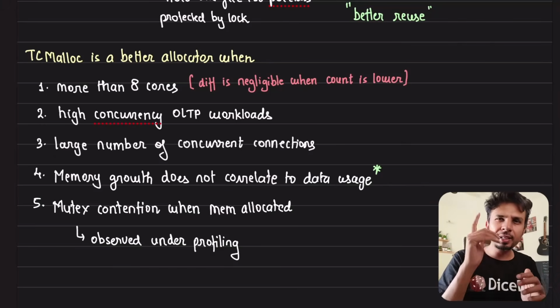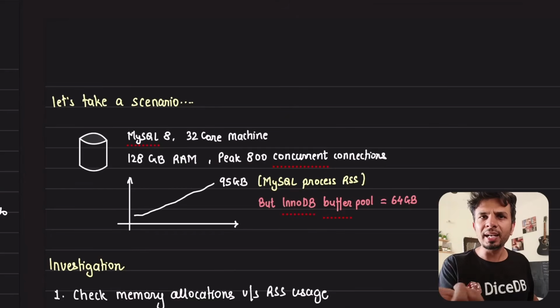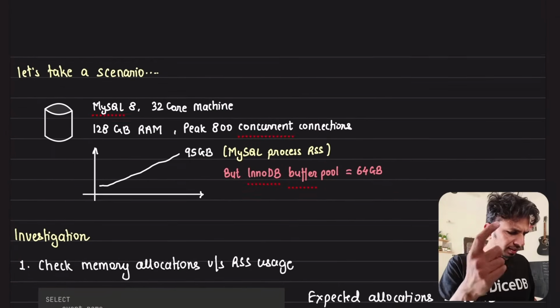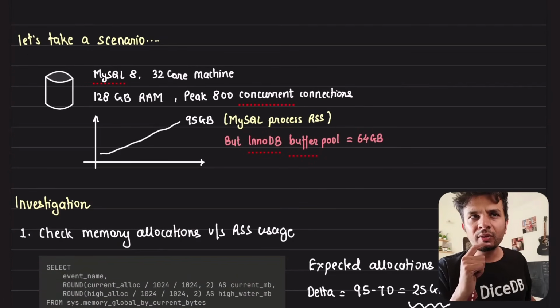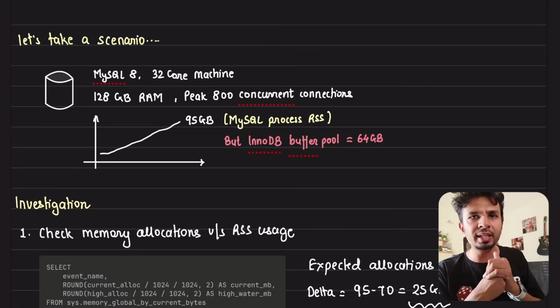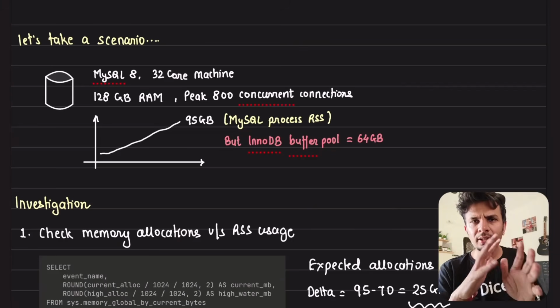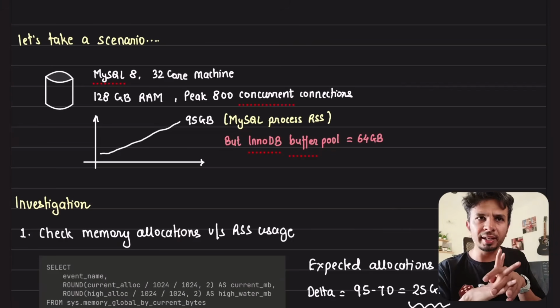Right? Let's take a concrete example to dig slightly deeper into this. So the scenario is simple. Let's say you're running MySQL 8. You have a 128 GB RAM machine. Your peak usage is 800 concurrent connections.